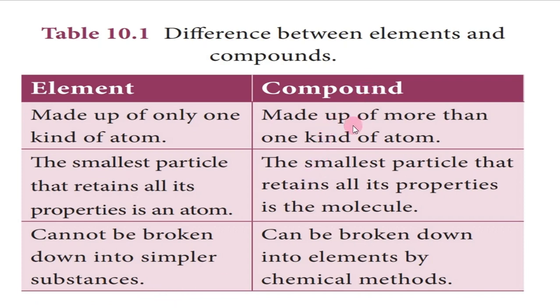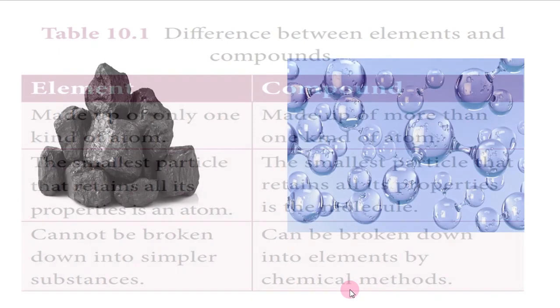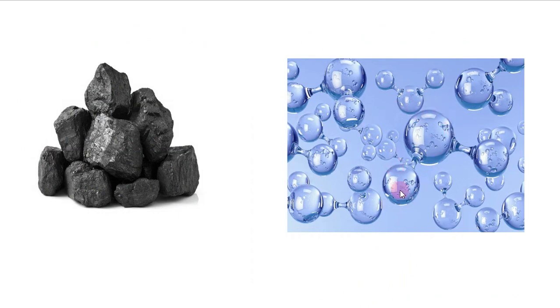And see here, compound example, note it: NaCl, that means sodium chloride, H2O, water. See, this is water. This is the structure for water. When you see this water molecule, this one H, this one O, this one H: hydrogen, oxygen, hydrogen. When you break this substance into smaller pieces, you will get more H2O compounds.